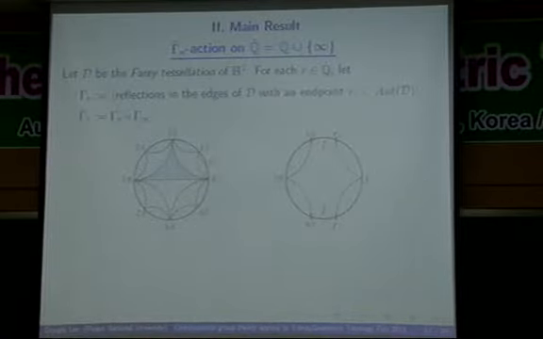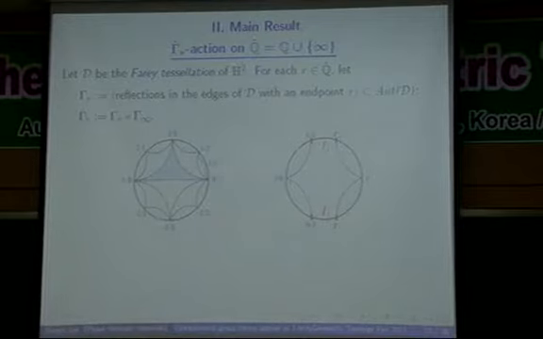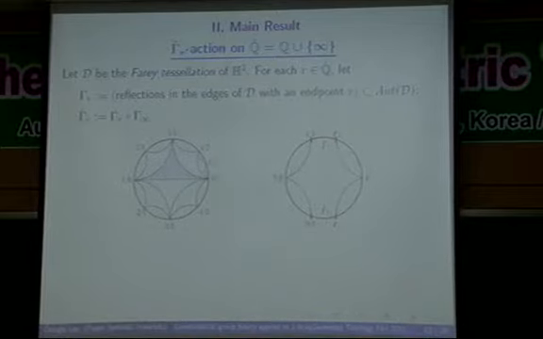And here's the main result. Before introducing the main result, let me define some group action, which is gamma sub r hat action on the extended rational numbers, which is Q hat. The Dedekind tessellation of the hyperbolic plane. This is a beginning of the Farey tessellation of the hyperbolic plane.